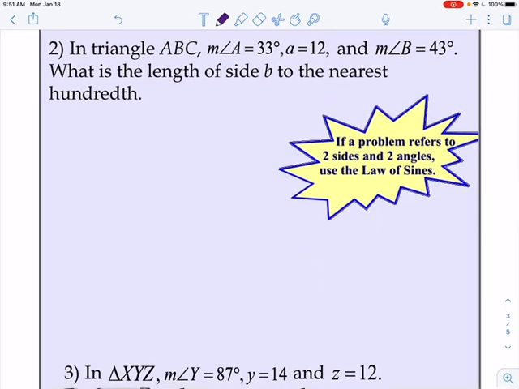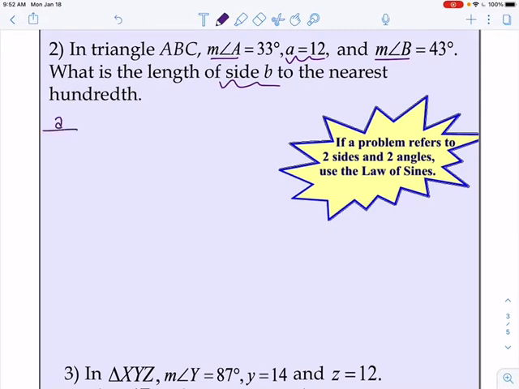Okay, so now for our next one. In triangle ABC, the measure of angle A is 33 degrees, side A is 12, the measure of angle B is 43 degrees, and we want to find the length of the side of B to the nearest hundredth. So again, inside the star over on the right-hand side, if the problem refers to 2 sides and 2 angles, we're going to use the law of sines. Again, 1 angle, 2 angles, 1 side, and my second side. So I'm going to do A over the sine of A equals B over the sine of B.